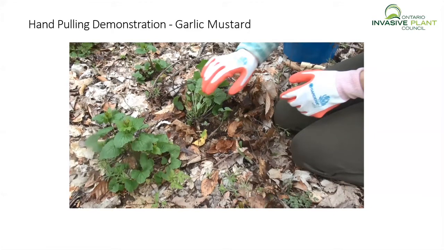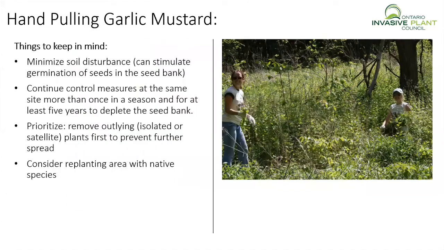You want to get as much of the root as you can, because the roots can grow adventitious shoots if they're not entirely removed. So some things to keep in mind: you're always going to create a little bit of soil disturbance when you're hand pulling, but you want to try to minimize that as much as possible.